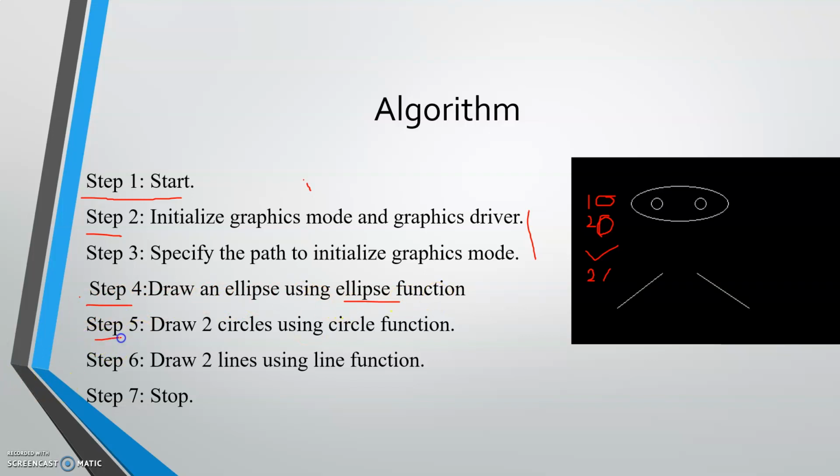And in step 5, we are drawing two circles, that are these two eyes, using the circle function. And then in step 6, we are drawing two lines, these lines, using the line function. And then in step 7, it's a stop. That's all about your algorithm to draw this particular image.